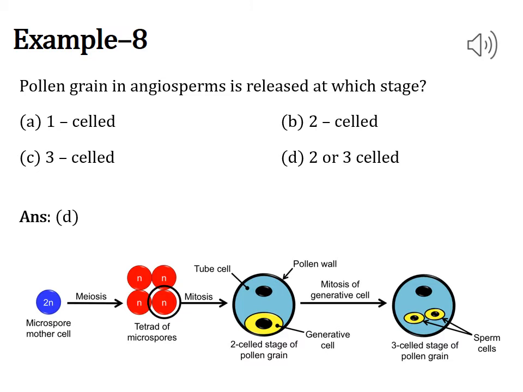So how is it, sir? After the formation of the microspore mother cells, they divide meiotically and form a tetrad of microspores. After that, they undergo further divisions and form a 2-celled stage and a 3-celled stage. During that, sperm cells form, which helps in the release of pollen grains in angiosperms. In the 2-cell stage it forms a generative cell, and later it forms sperm cells. So as usual, the 2 or 3-cell stage releases the pollen grains.